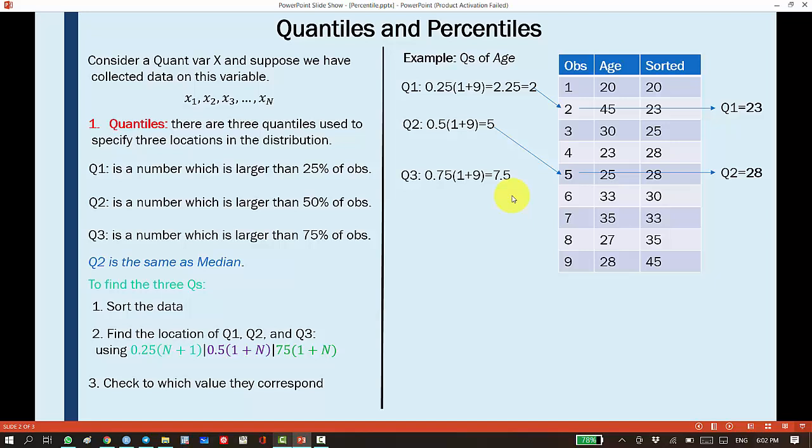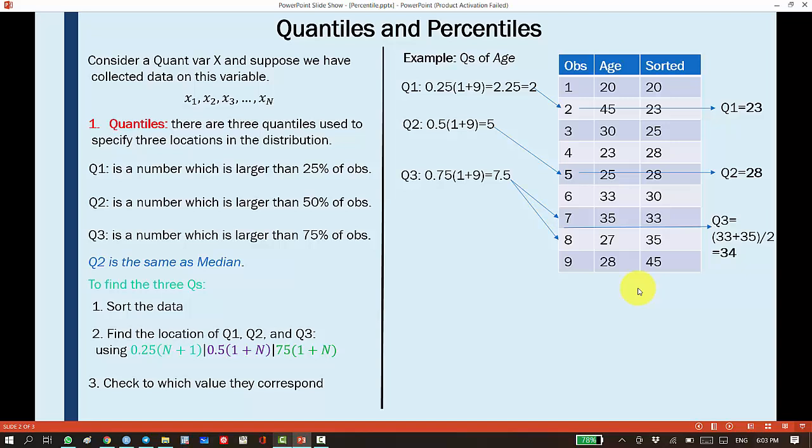Now, 7.5, we cannot round it off to 7, neither to 8, because this is in between, exactly in the middle of 7 and 8. As we know, 7 is corresponding to 33 and 8 is corresponding to 35. Therefore, we need to find the midpoint of 33 and 35, which is 33 plus 35 divided by 2, giving us the midpoint of these two observations, which is 34. Therefore, Q3, which is the third quantile, is 34.